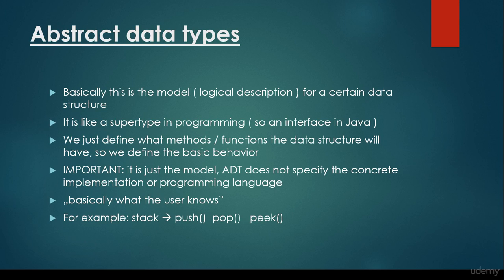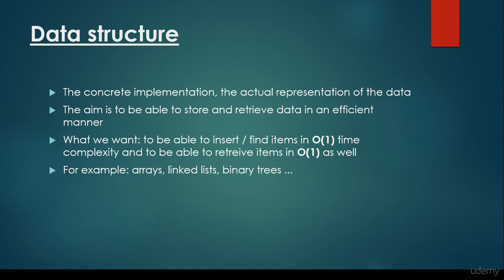But we know nothing about the concrete implementation, how we are going to store the items in the data structure, how we are going to implement the push method. We just know that push, pop and peek methods are needed, and basically this is why the abstract data types came to be, because they define these behaviors.